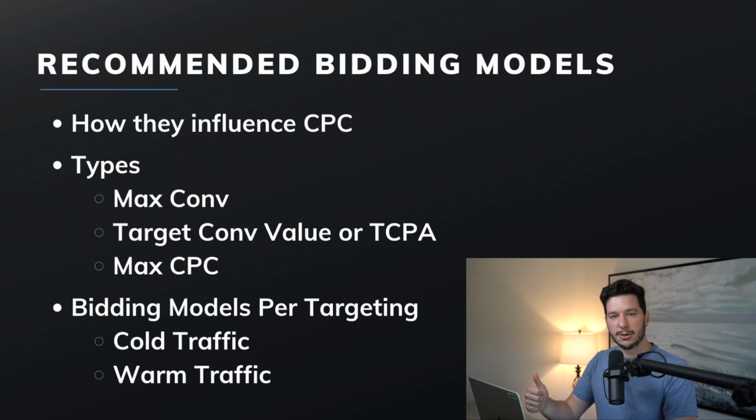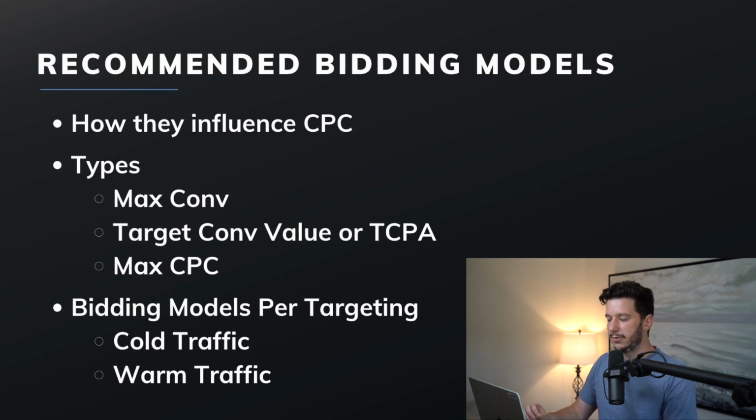There's going to be max conversions, which is telling Google, out of the traffic you're going after, I want to go after what's likely to get me the most amount of conversions. There's going to be target conversion value or target cost per acquisition, which is telling Google the amount you want to spend for a conversion to happen, or for a certain action or value to happen. And then there's going to be max CPC, which is telling Google the max amount you'd want to pay for a cost per click. And there's different use cases for each of these, definitely.